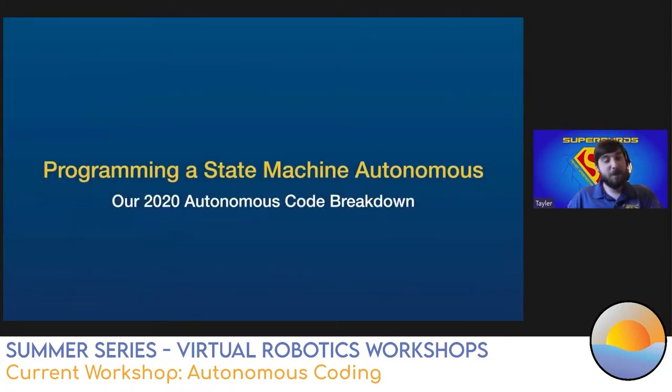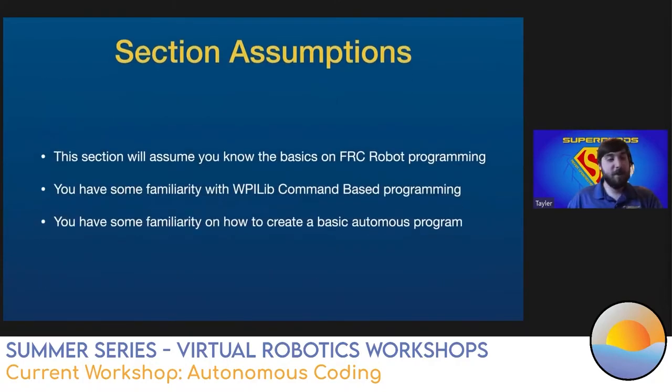So that's pretty cool. So how do you actually program a state machine autonomous code? What does our code look like? So for this section, we're going to go over some assumptions. We're going to assume that you know some basics on FRC Java programming or just FRC programming, and that you have some base level familiarity with WPILib command-based programming, because that's what my team uses and how our code is laid out. And then it's going to assume that you have some familiarity with just basic autonomous programming. You know, you've made the robot at least drive forward or something like that in autonomous.